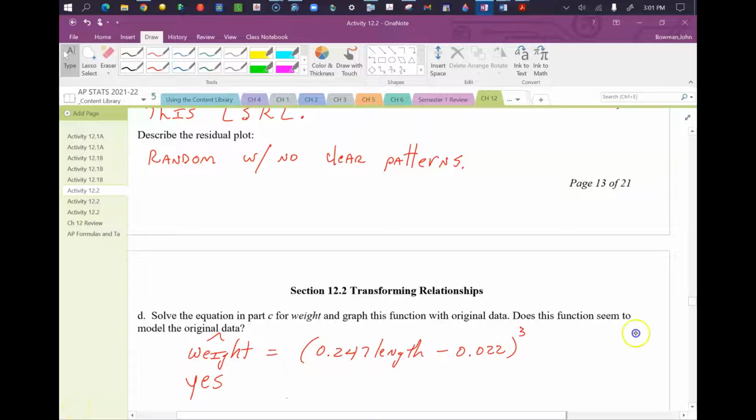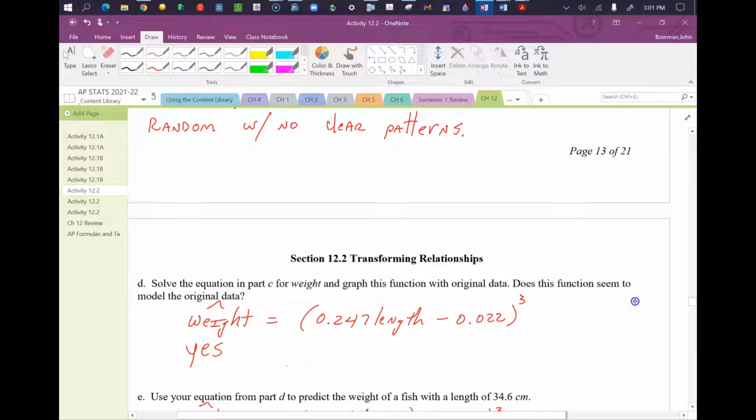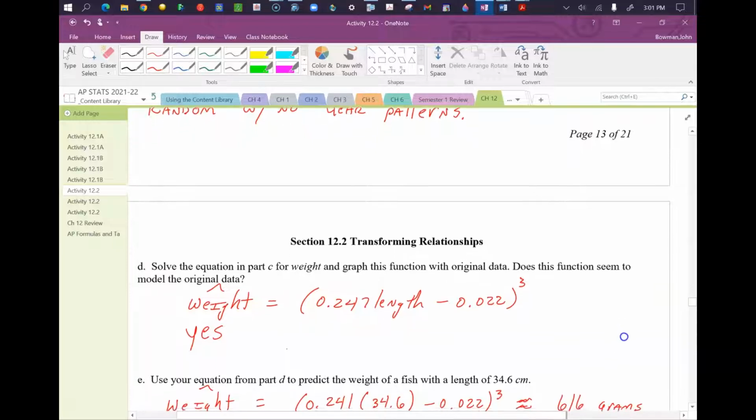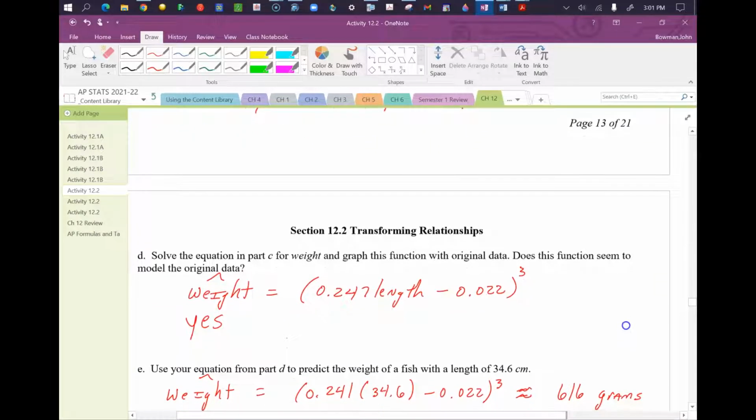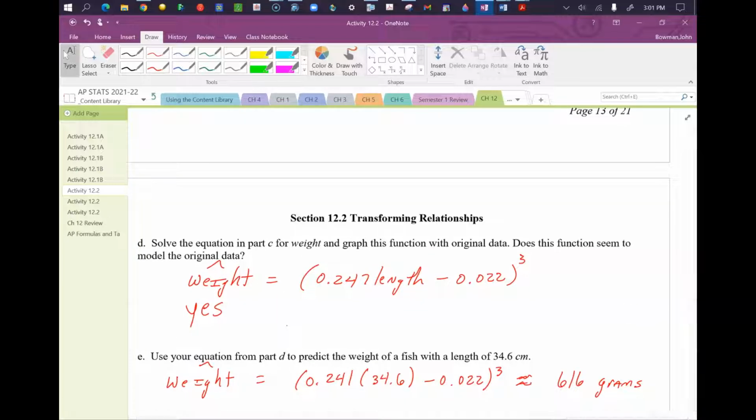A typical question then would ask you to use your equation to predict the weight of a fish that has a certain length. So you'd plug that in and you'd come up with a prediction. You can also do that by using the value function on your calculator as long as that length is within the range of values that you have in your window.